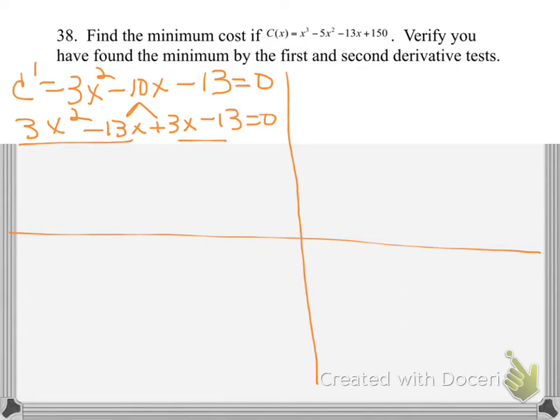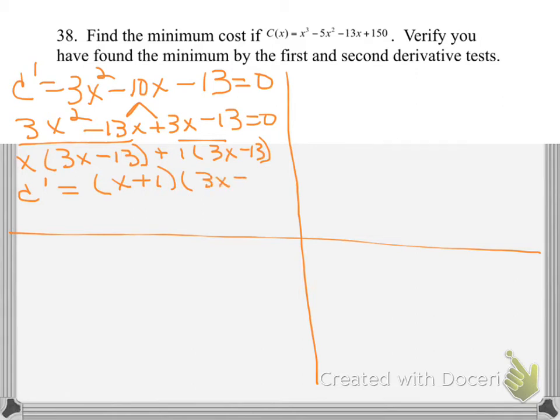Okay, so given the first pair, what do they have in common? Just an x. So I have 3x minus 13, bring down the plus, put the 1 there so that you can write this again. And my factors now, so C prime equals x plus 1 and 3x minus 13. Okay, I'm going to take a second now just to give myself my second derivative also, which would be 6x minus 10. So I see I have one inflection point and two critical numbers.